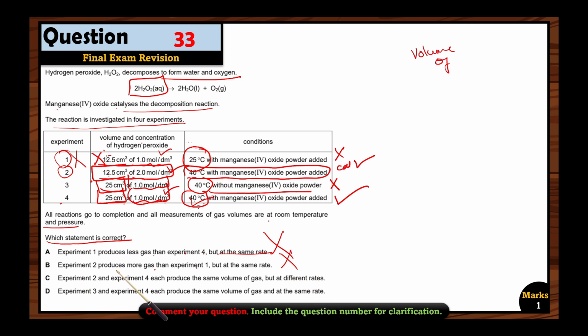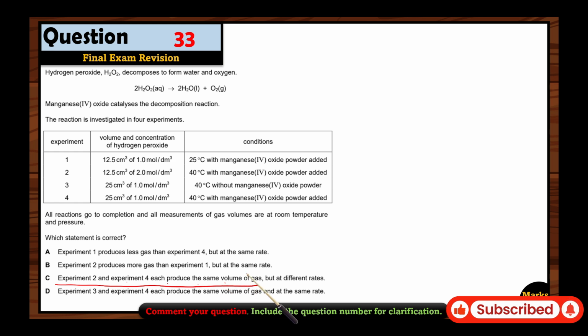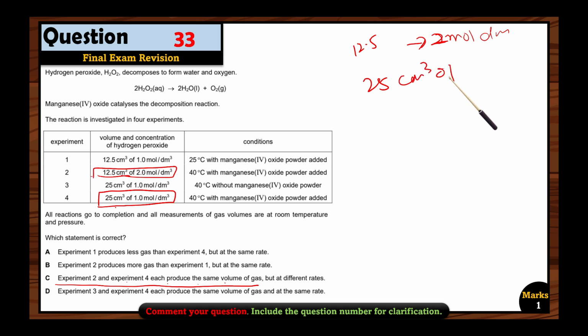Experiment 2 and experiment 4 each produce the same volume of gas. Now let's look at this one, experiment 2 and experiment 4. Here we have volume and concentration. So if your volume is 12.5 and it is 2 mol dm^-3, what will be the number of moles if you find it? And it is 25 cm^3 of 1 mole.